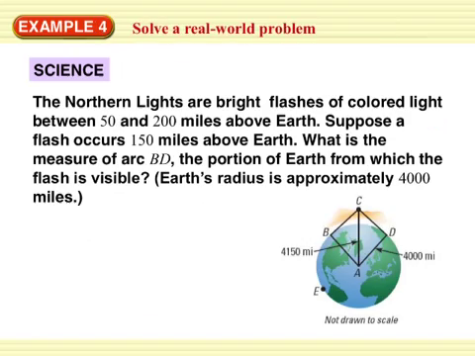Example 4. Science, solve a real-world problem. The northern lights are bright flashes of colored light between 50 and 200 miles above the Earth. Suppose a flash occurs 150 miles above the Earth. What is the measure of arc BD, which is the portion of Earth from which the flash is visible? Remember, Earth's radius is approximately 4,000 miles.